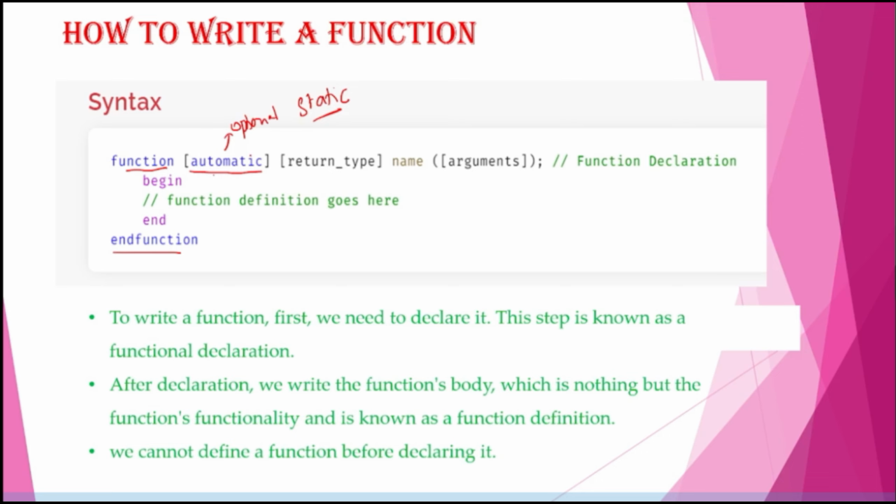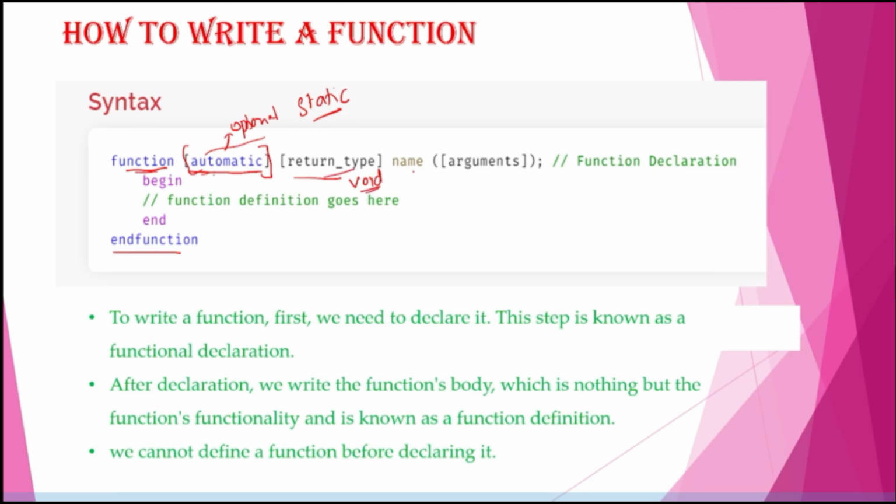But if you want to declare it as automatic, you have to use the keyword automatic. As I already told you, this particular block is optional, whether you write it or not. So function and then the return type, what you want to return. If there is no return type, as I think you already know, it will be returning void.